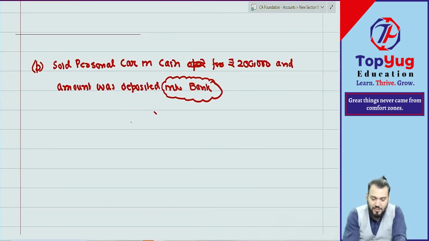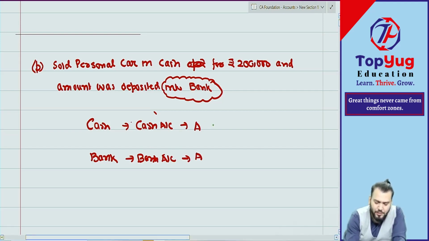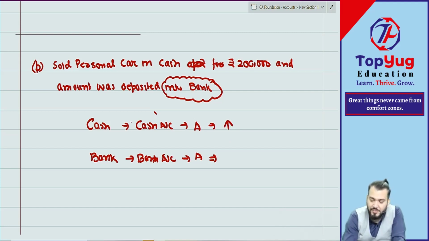Well, what are the two aspects? You are saying cash and bank. Okay, sir. Then what? For cash, which account? You are saying cash account. For bank, which account? You are saying bank account. But cash is what? Asset. Bank is what? Asset. Correct. I'm coming to the traditional rules after this. Then what? Increase in cash is increase in asset. But the bank is increasing or decreasing?